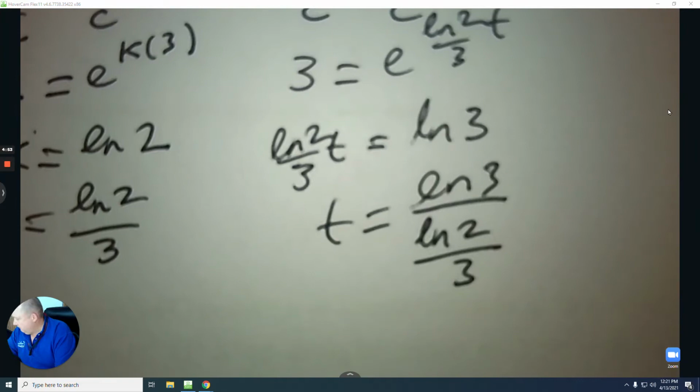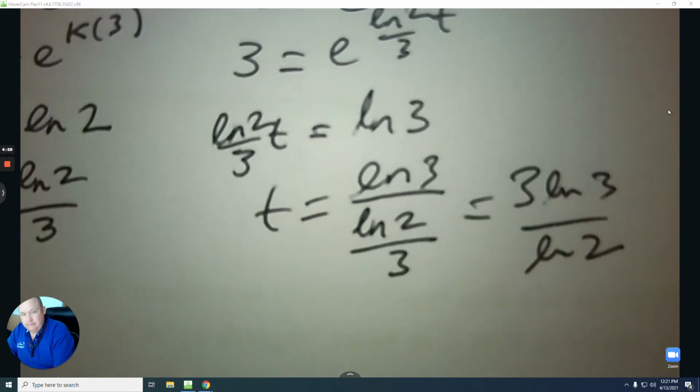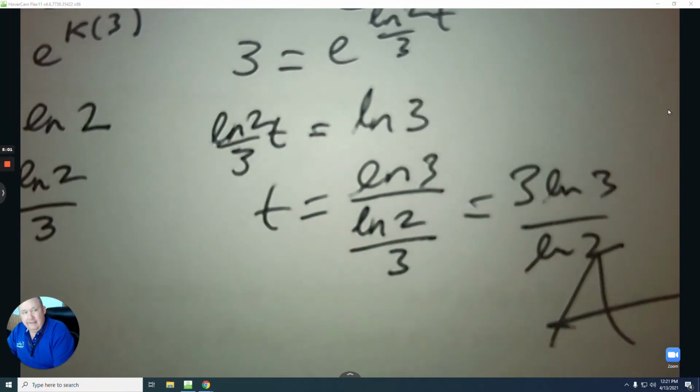And that's your answer. And then when you look at which answer matches it, you can multiply it times the reciprocal, and you'd get this. So that matches with A.